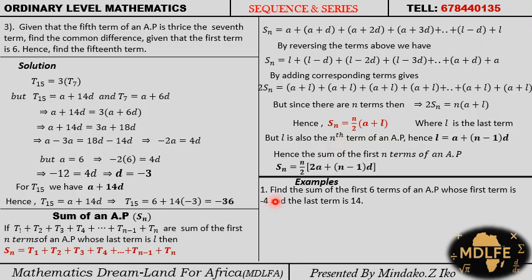Example 1: find the sum of the first 6 terms of an AP whose first term is -4 and the last term is 14. You notice that here they're talking of the last term, so we are going to use this formula up here. Solution: we have n equals 6, a equals -4, and l equals 14. Hence, from Sn equals n on 2 times a plus l, we substitute our values. We have 6 on 2 times -4 plus 14, and -4 plus 14 is 10. 6 on 2 is 3, and 3 times 10 is 30. Hence, S6 equals 30.